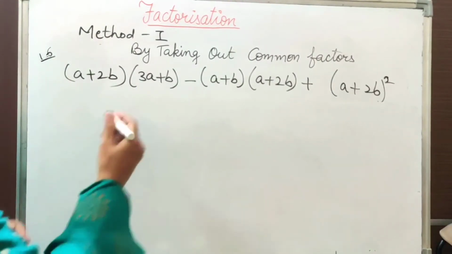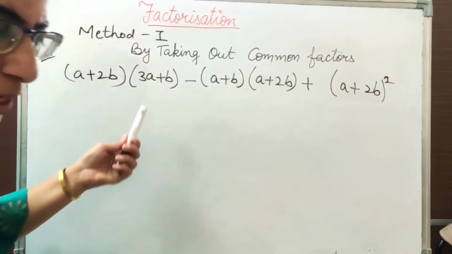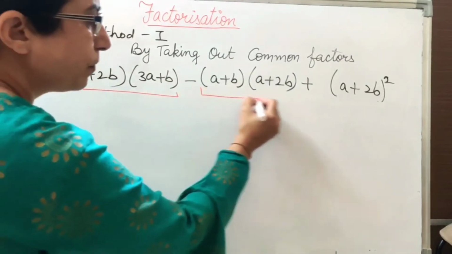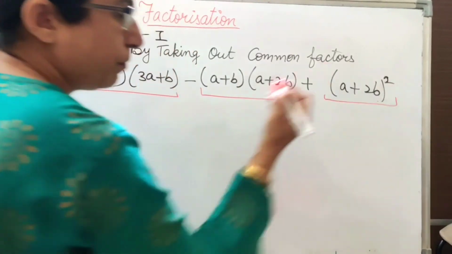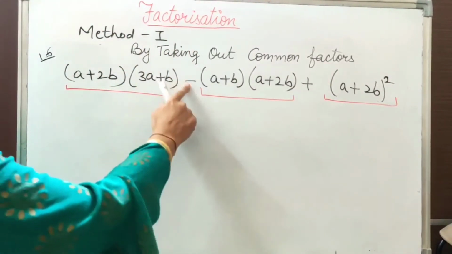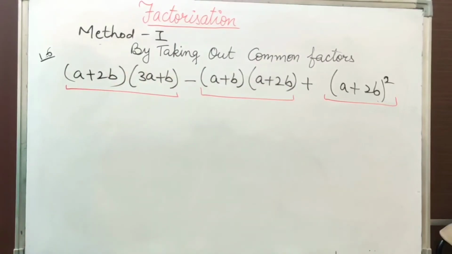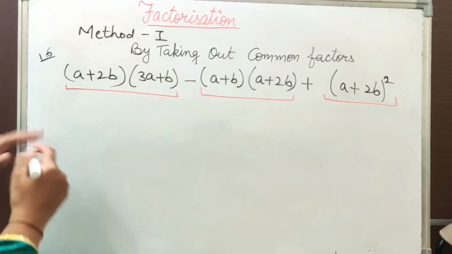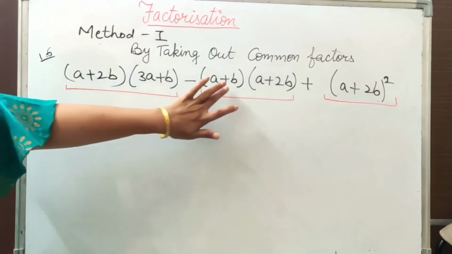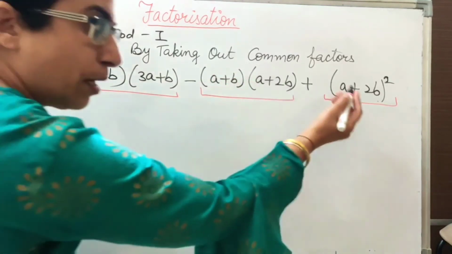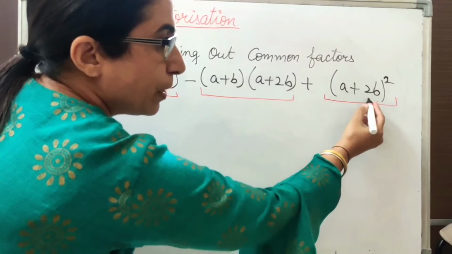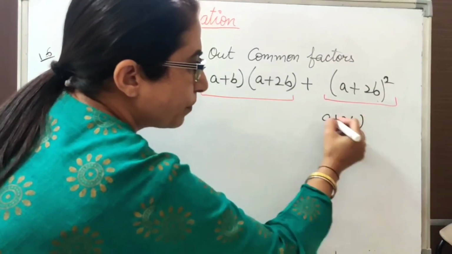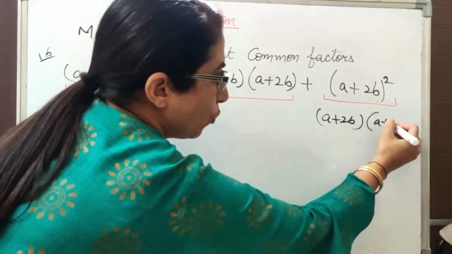So one more question: (a plus 2b) into (3a plus b) minus (a plus b) into (a plus 2b) plus (a plus 2b) whole square. In this algebraic expression, we are given 3 terms: first term, second term and third term. We know that only plus and minus signs separate the terms, so that is why here we are given 3 terms. In each term, 2 brackets are given. A plus 2b whole square means a plus 2b into a plus 2b.